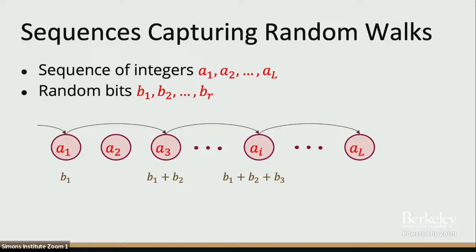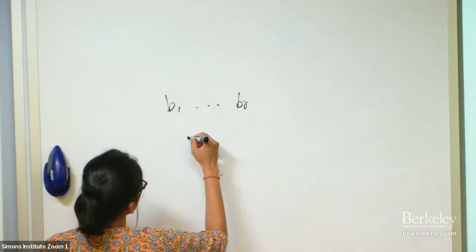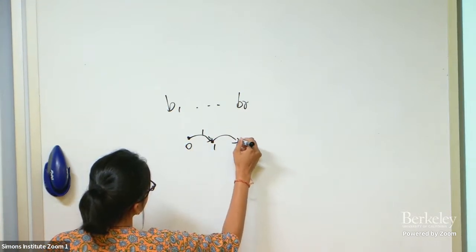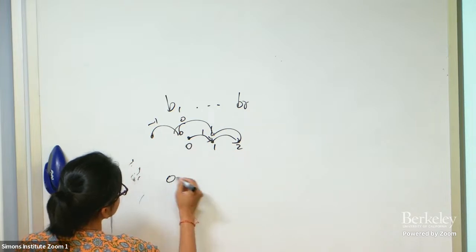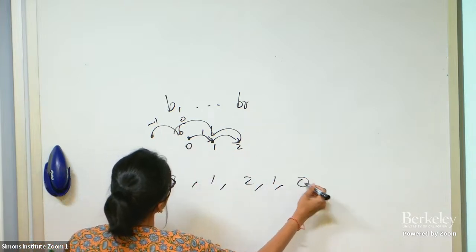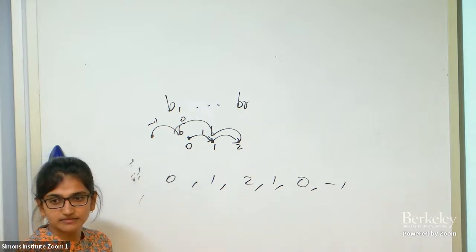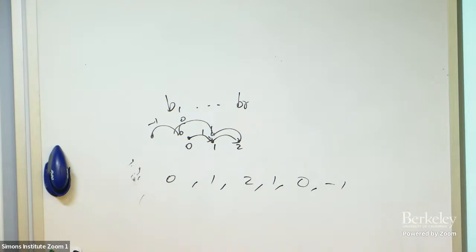I think it would be easier to do it like this. These are the random bits. Now I'm doing a random walk. I start at 0, then I go to 1, then 2, then 1, 0, minus 1. This sequence, 0, 1, 2, 1, 0, minus 1, that you get should be a subsequence of a1 to aL.